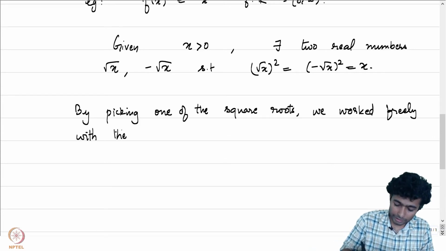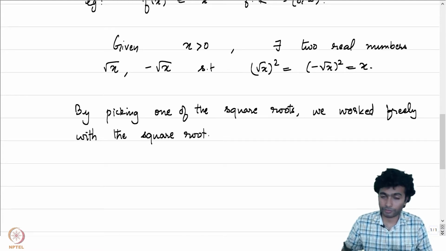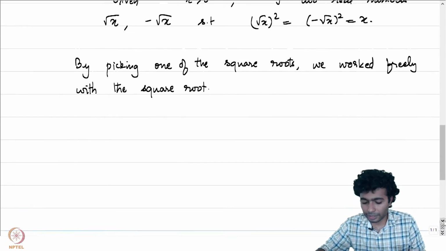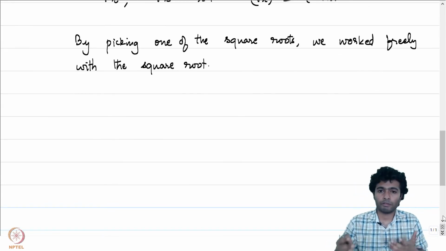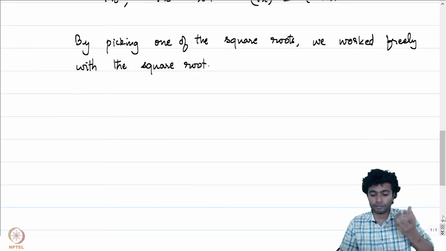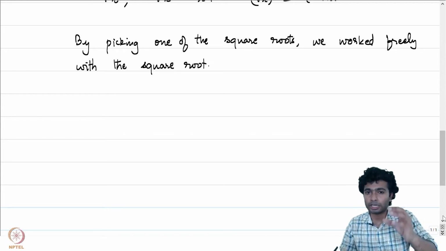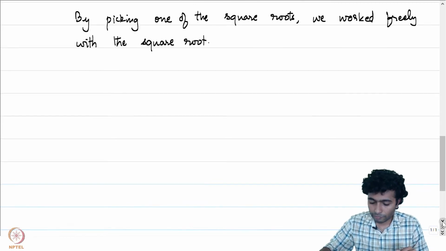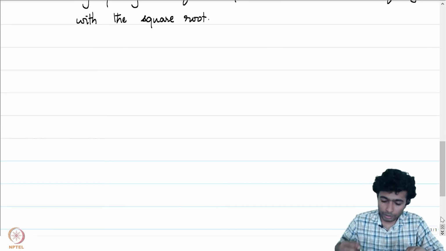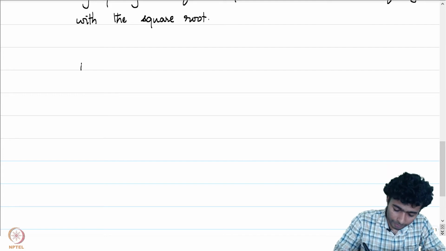But we didn't arbitrarily pick it. We demanded that the square root function which we picked had some regularity properties. For example, will the function that we get by picking a square root be continuous or not? That is a question which we had to address. So before really talking about that, let me give a small definition.